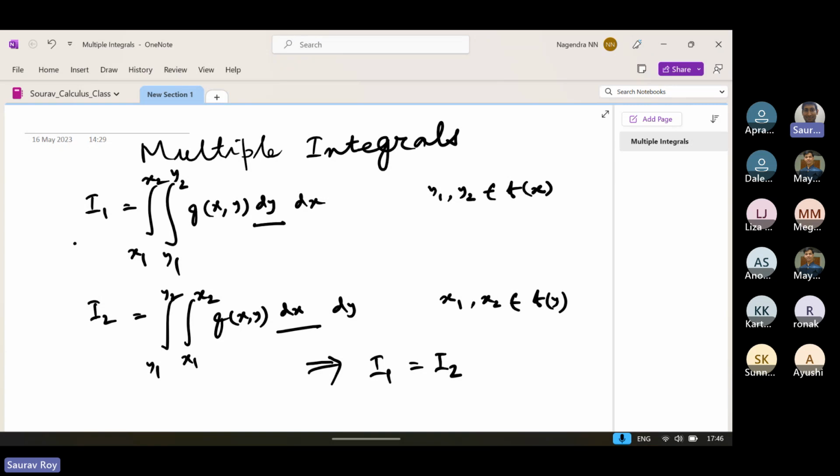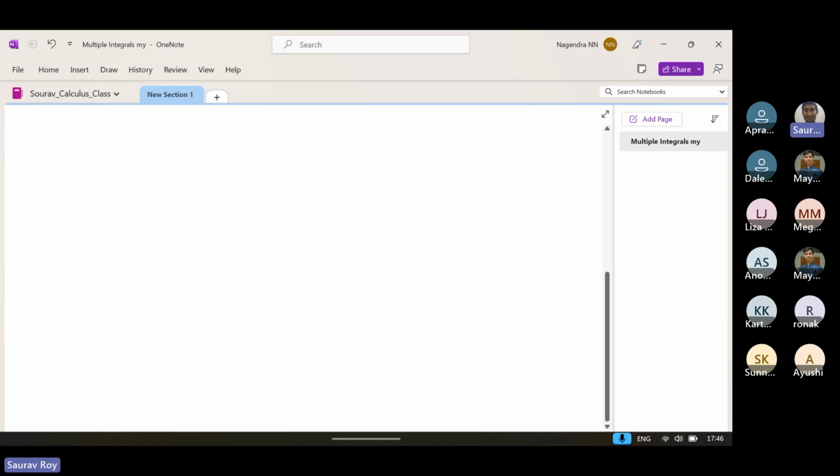Based on that, you select the first limits, y1, y2 or x1, x2. If you select dy first, then y2 or y1 will be a function of x. And if you select dx, then you have to take x2 or x1, which are functions of y. So we will see an example.